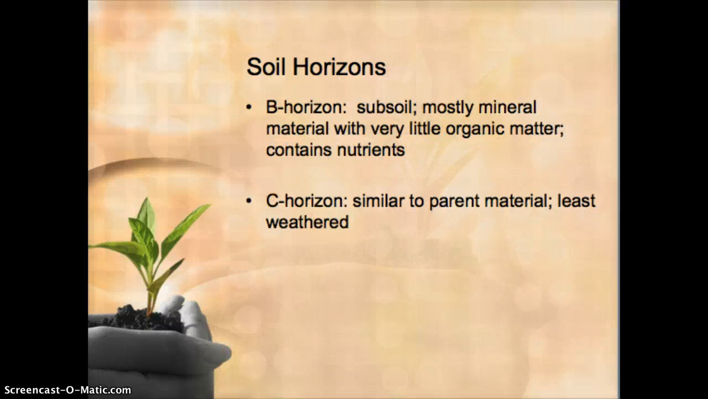The next layer would be the B horizon. This is known as the subsoil. This is mostly mineral material, so we're going to change that composition from 25% mineral to much higher, with very little organic matter. But it does have the basic nutrients in it. And then below that we have the C horizon, and this is going to be very similar to the parent material. It's the least weathered and has very little organic matter present.